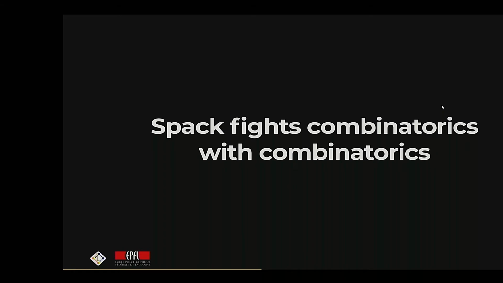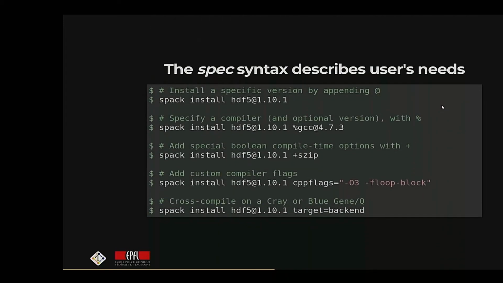I said that one of the aims of this package manager was to handle the combinatorial explosion of software installation. So how do we do that? If I have to summarize it with one sentence, I would say that Spack fights combinatorics with combinatorics. And by that I mean that it combines three technical choices into one coherent design that makes it feasible to manage this combinatorial space. So the first technical aspect that allows that is user-facing.